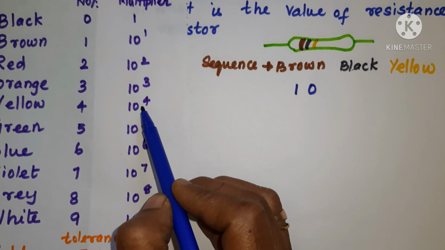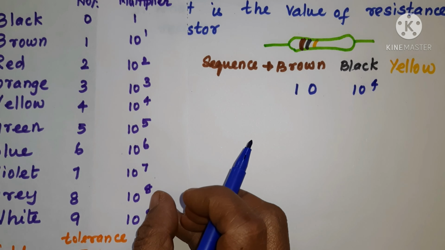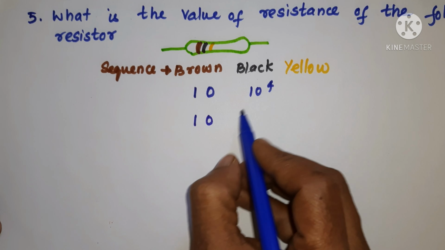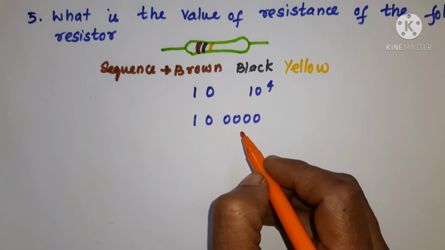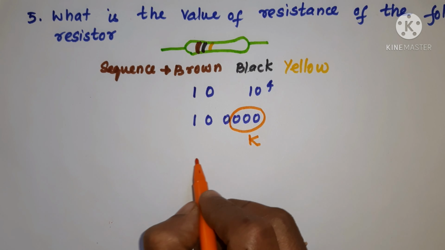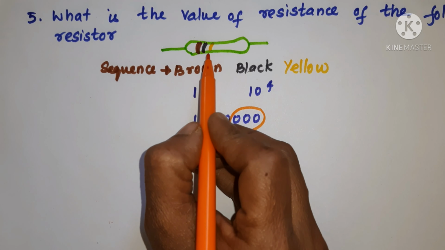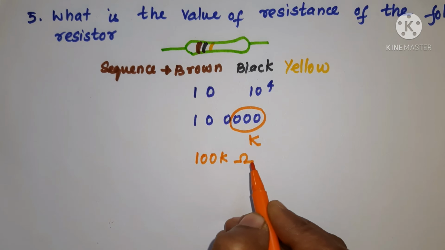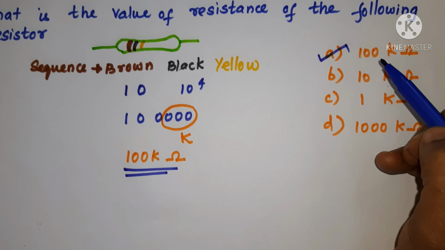So the corresponding multiplier is 10 power of 4. I'll write here 10 power of 4. Therefore, we have 1, 0 followed by 4 zeros here. These 3 zeros, we can write that to be kilo. Therefore, I have the value of the resistance of this resistor to be 100 kilo ohm. Therefore, we have the option A to be the correct one.